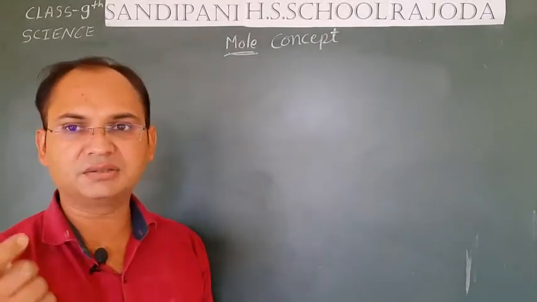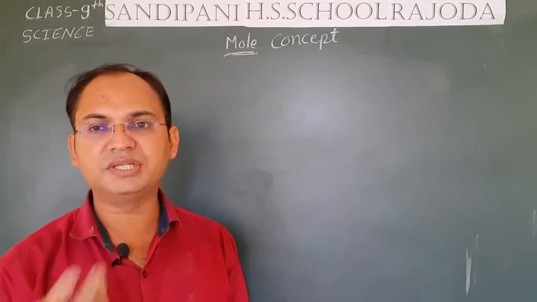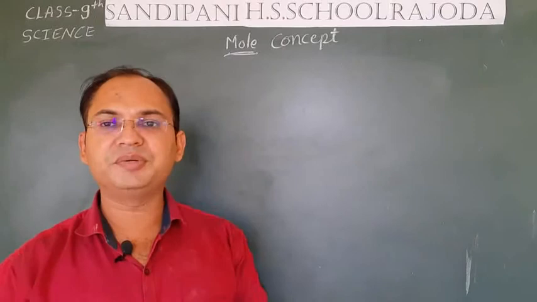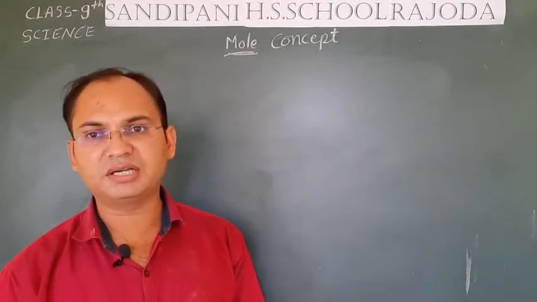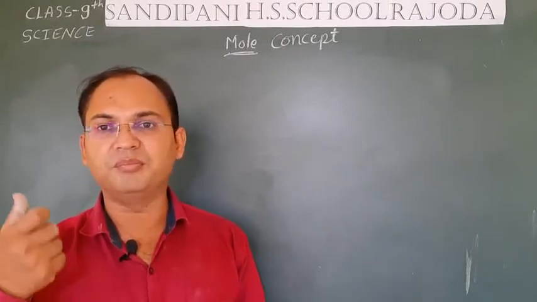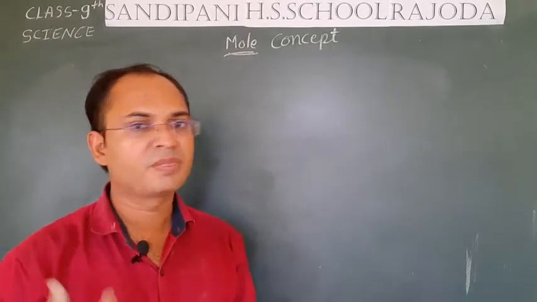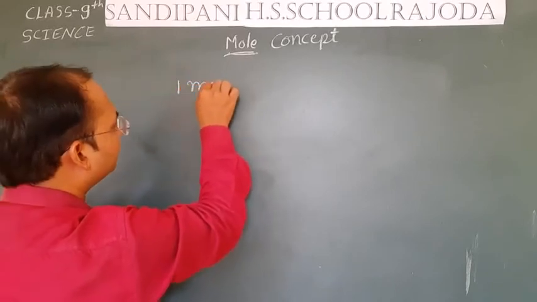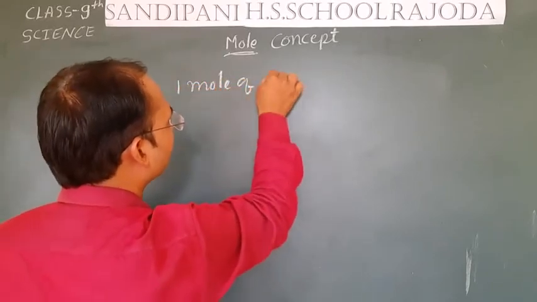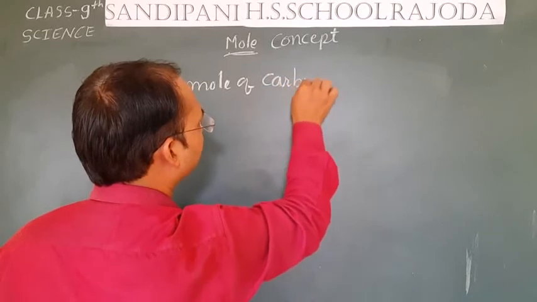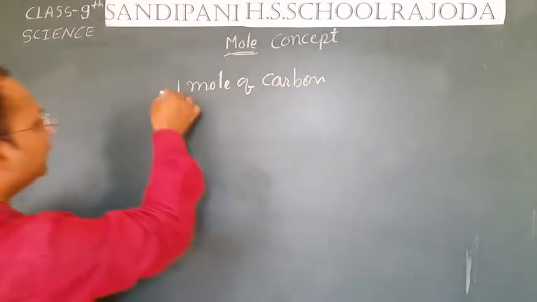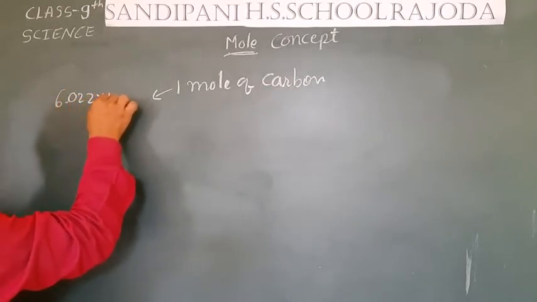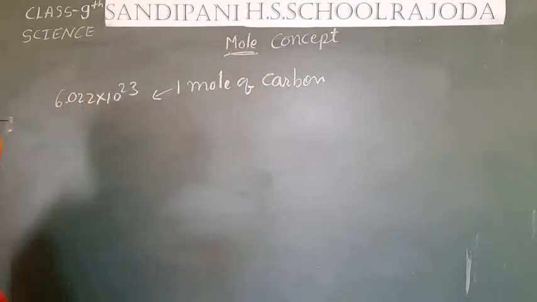Atomic masses, students, are expressed in two ways. One is unit mass, which we see in the periodic table, and second, we measure it in grams. So, if we take 1 mole of carbon atoms, it will be equal to 6.022 into 10 to the power 23.